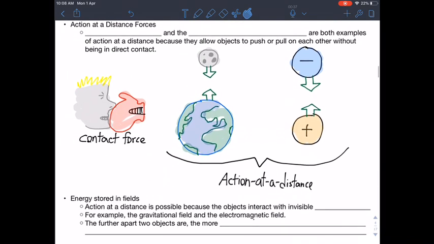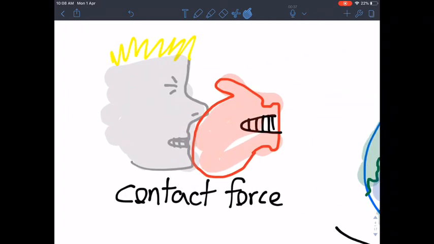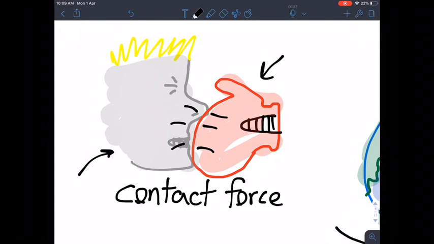Let's get started. First thing we need to review is the idea of action at a distance forces. And so there were 2 types of forces we talked about back in Unit 2. The first type was a contact force, where the 2 objects, in this case, this boxing glove and this face, actually come in contact to make the force.